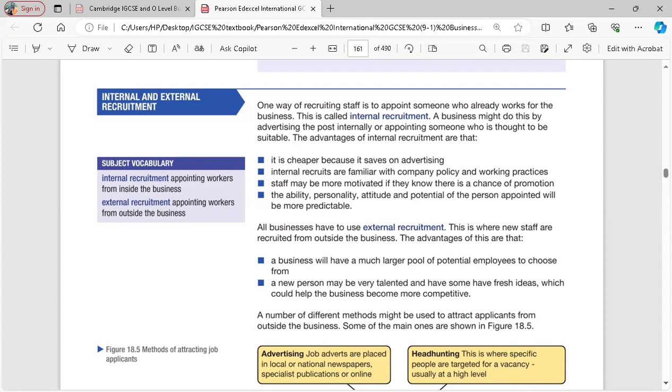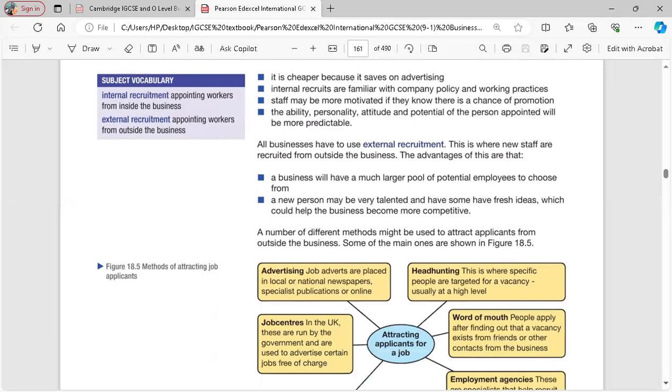Yes. So the ability, personality, attitude, and potential of the person appointed will be more predictable. This is what they mean. When you are employing internally, you know the employees well, and the employees know the employer well because they've been working together before. Is it clear? Yes. So all businesses have to use external recruitment.